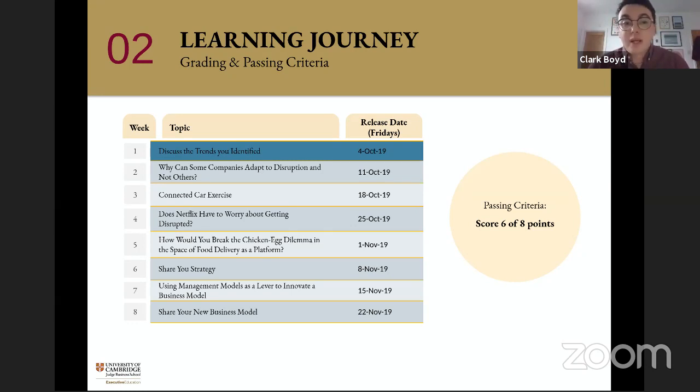First, for week 1, is the trends that you have identified. As I said, reasonably straightforward to get things moving. It's quite subjective. It's about your experience, your analysis, what you see in the market. Next, we'll move that to a broader level. So why can some companies adapt to disruption and not others? You'll be looking at a couple of different industries and a few different companies, and trying to look at some who have adapted well, some who haven't, and what the commonalities are across different industries.